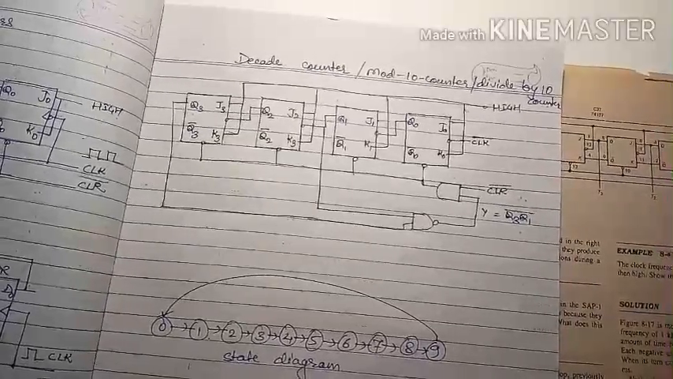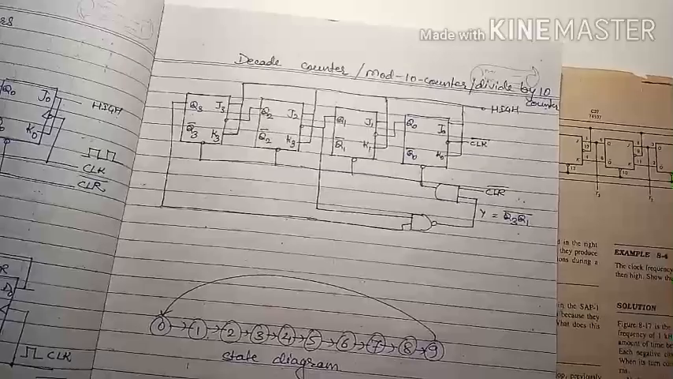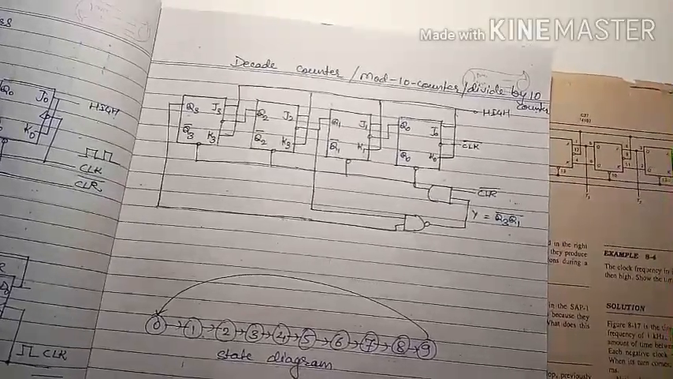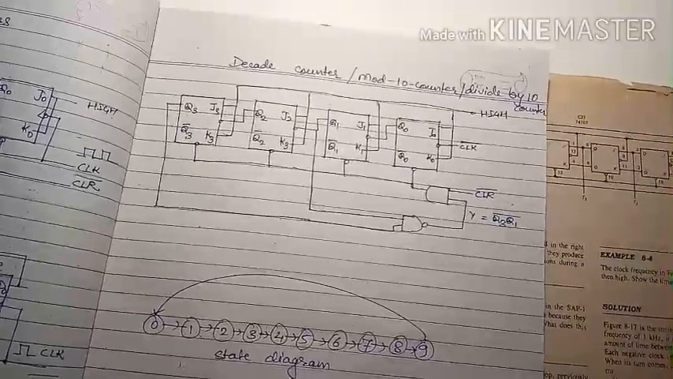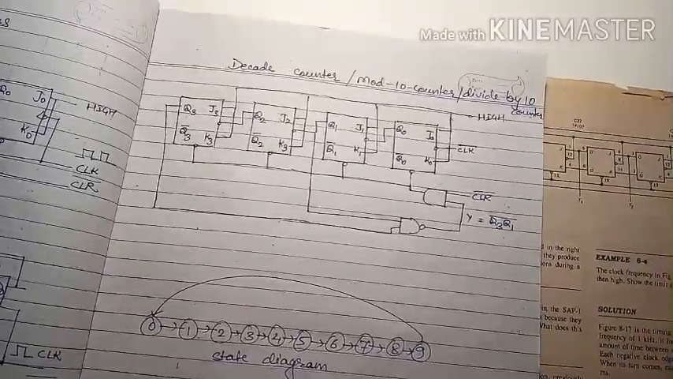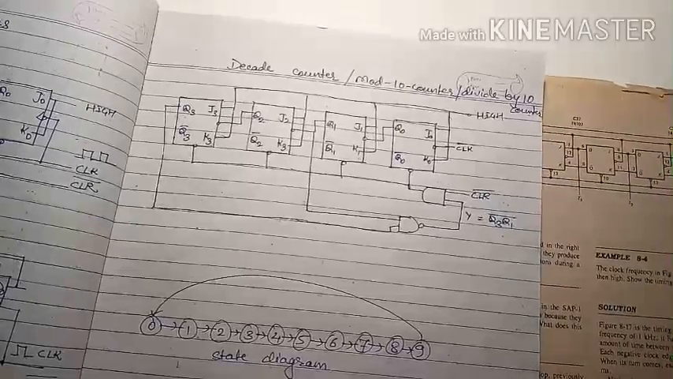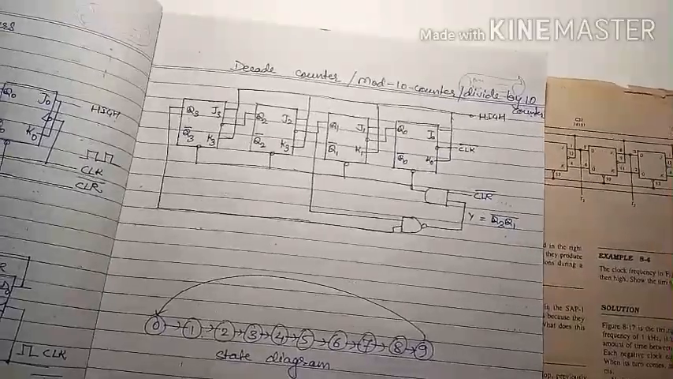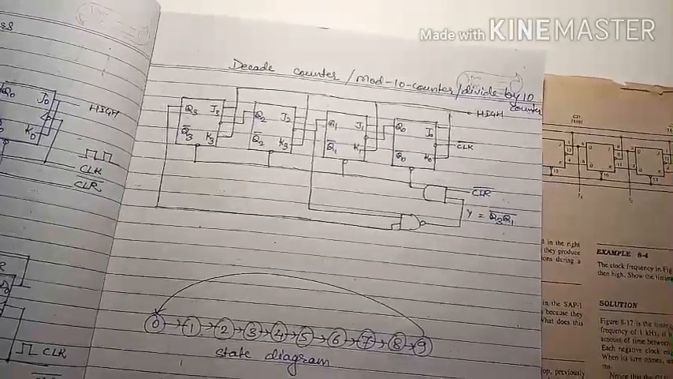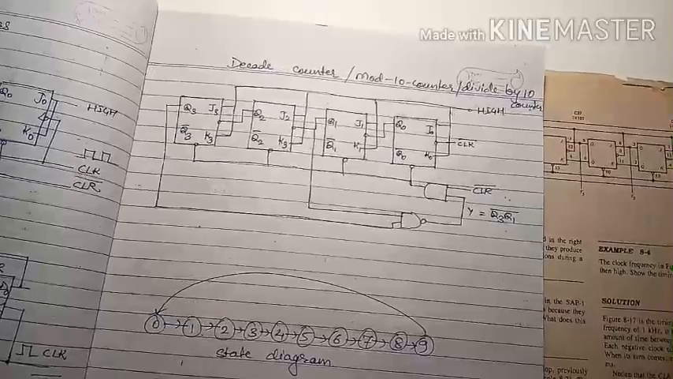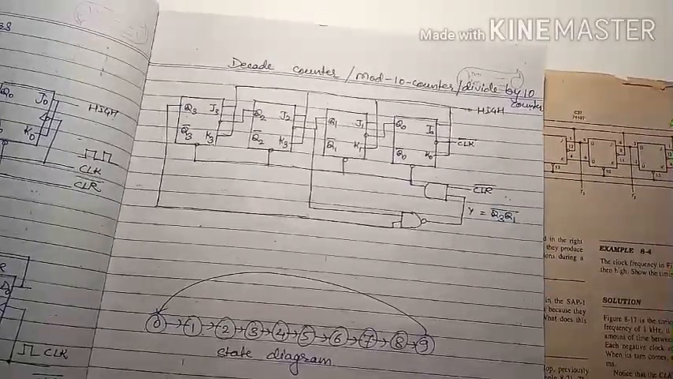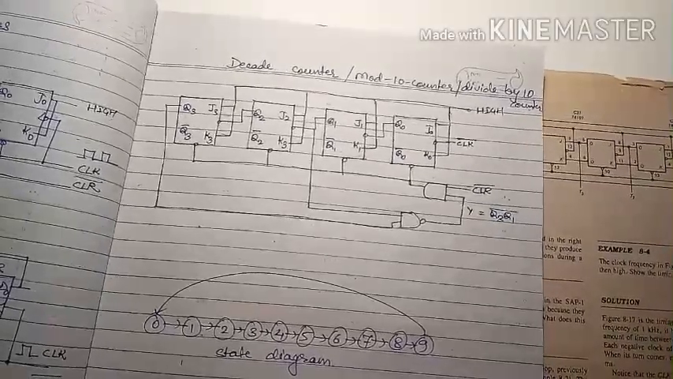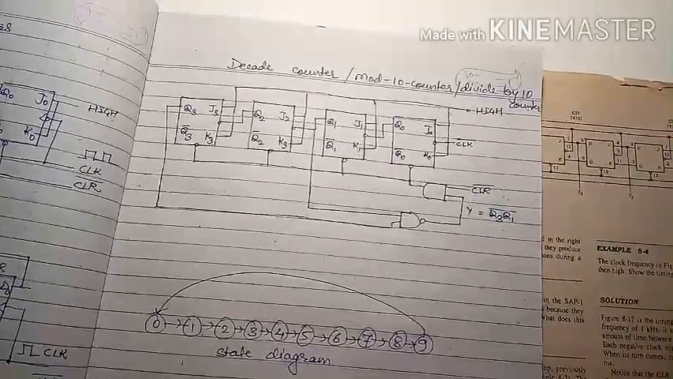The modulus of a counter is the number of output states it has. A 4-bit ripple counter has a modulus of 16, because 2 raised to 4 is 16. So it has 16 distinct states numbered from 0000 to 1111, and by changing its design we can produce a counter with any desired modulus, like mod 10, mod 9, mod 8. So now we are going to study the decade counter or mod 10 counter.